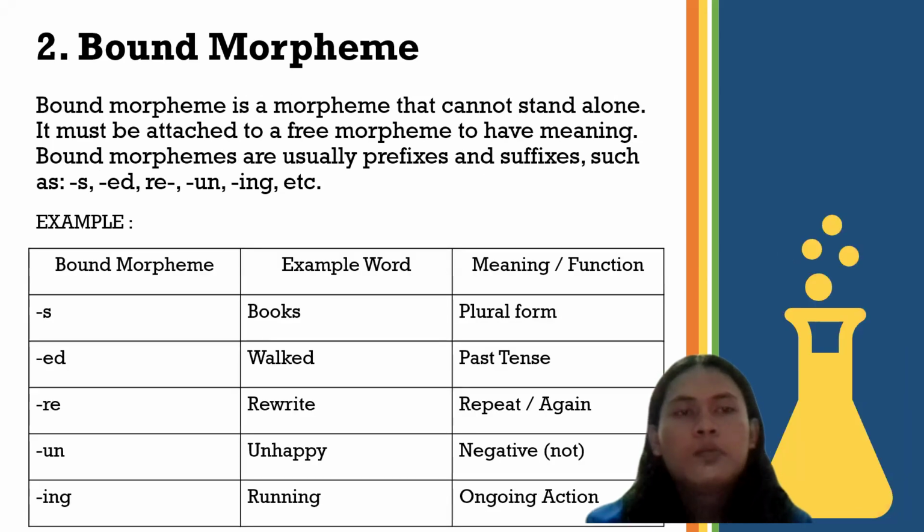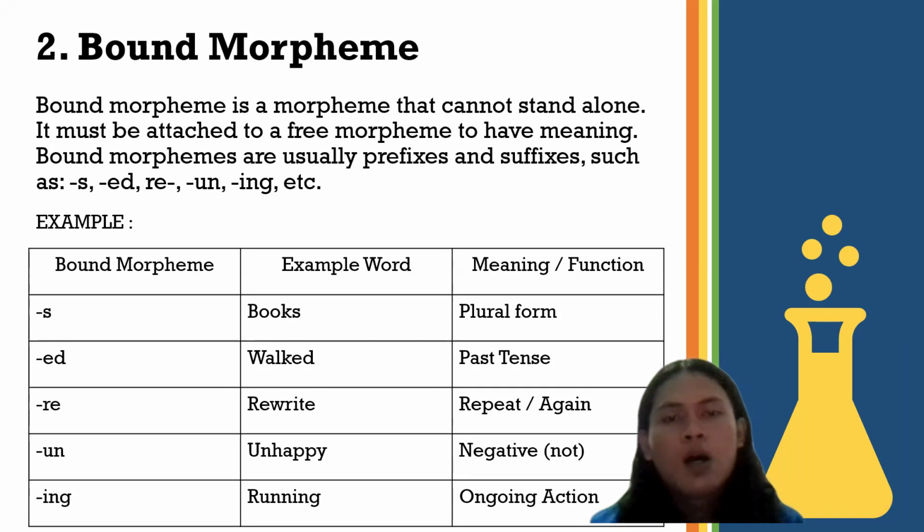And the second is bound morpheme. Bound morpheme is a morpheme that cannot stand alone. It must be attached to a free morpheme to have meaning. Bound morphemes are usually prefix and suffix, such as ed, re, un, and ing.